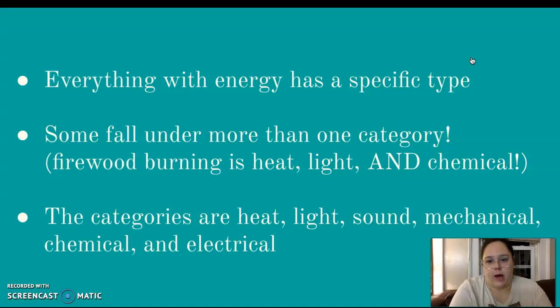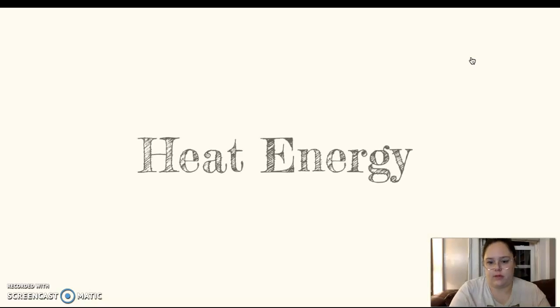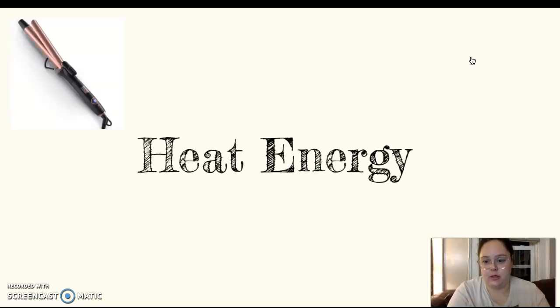But we're going to talk about how it has its first category and then it might have others come after that. We can categorize them all into their first category and then see what comes next. And there are heat, light, sound, mechanical, chemical, and electrical. So we're going to talk about 6 different types of energy. We're going to start with heat energy.